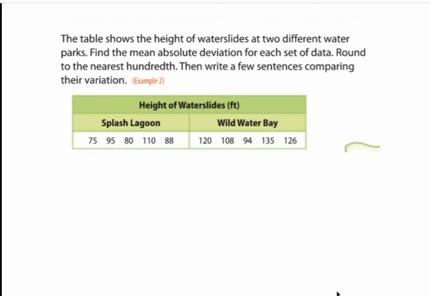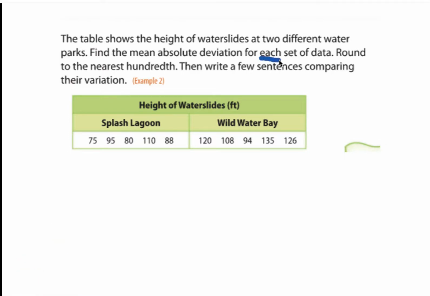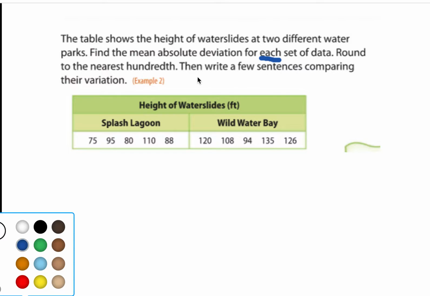Look at the height of water slides. So you have water slides at Splash Lagoon and you have water slides at the Wild Water Bay. And these are all the different heights in feet for each of the different water slides. So it says for us to find the mean absolute deviation for each set of data. You guys, that means we have to do the MAD for both of these.